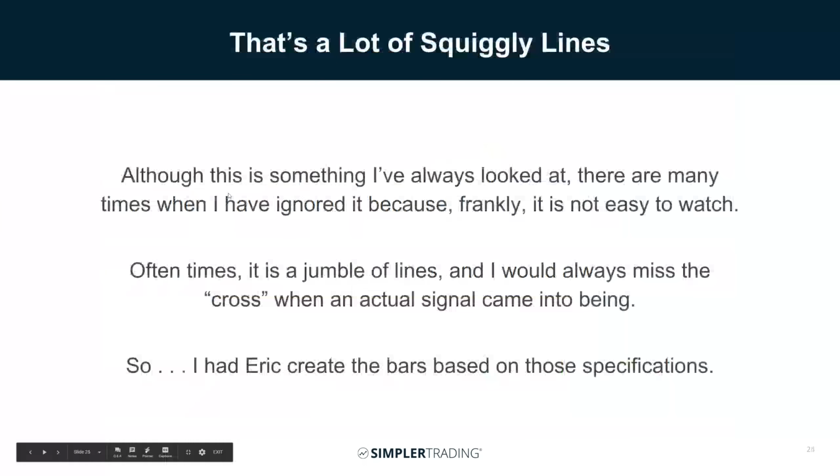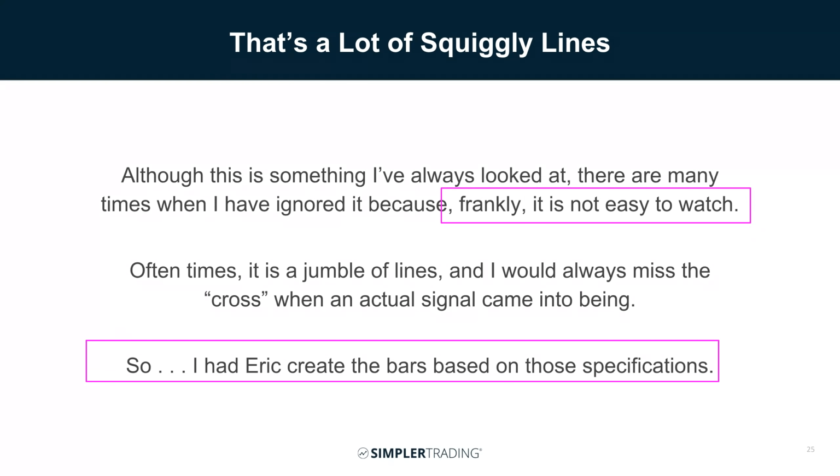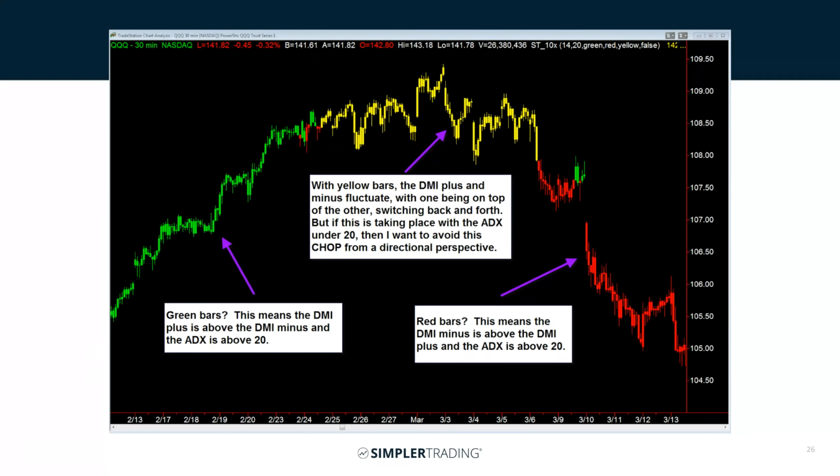All right, so that's the last of the squiggly lines. Although this is something I've always looked at, there are many times when I have ignored it, frankly, because it's not easy to watch. The human brain can only process so much information at a time, and I'd find myself missing things because I just wasn't paying attention to all the squiggly lines. So I had Eric create the bars based on those specifications. Now I can sit there and say, awesome, I can strip all that away and just look at it. This is something I can teach my 8-year-old.